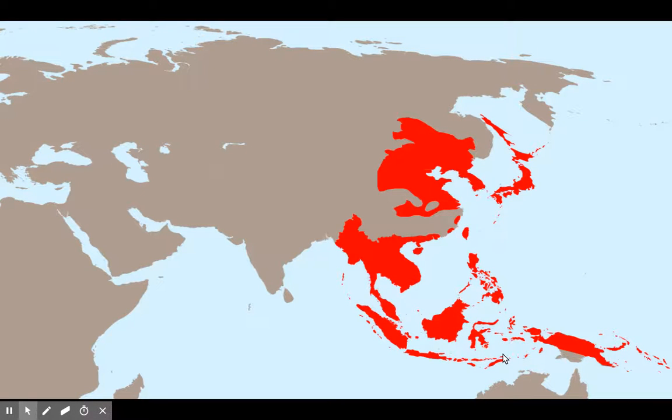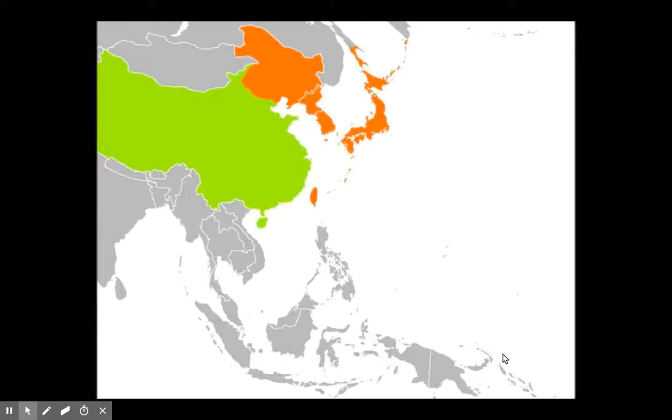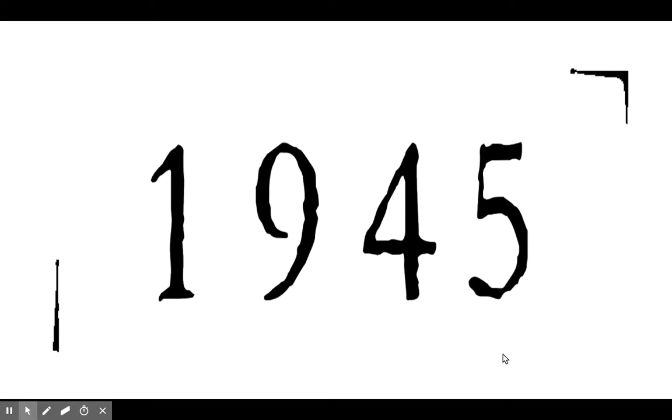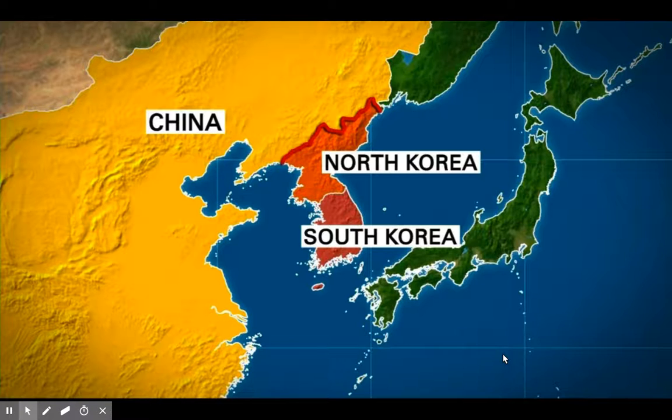But the Japanese aren't going to fail. They have this humongous empire. Oh man, that's not going good. Now it's 1945. The Korean Peninsula is split into North and South Korea.